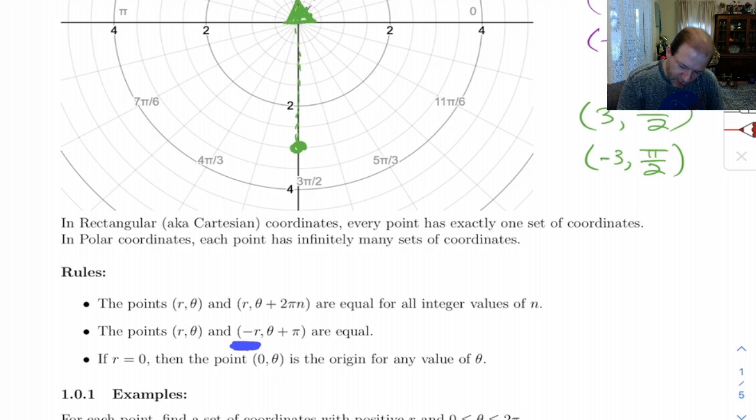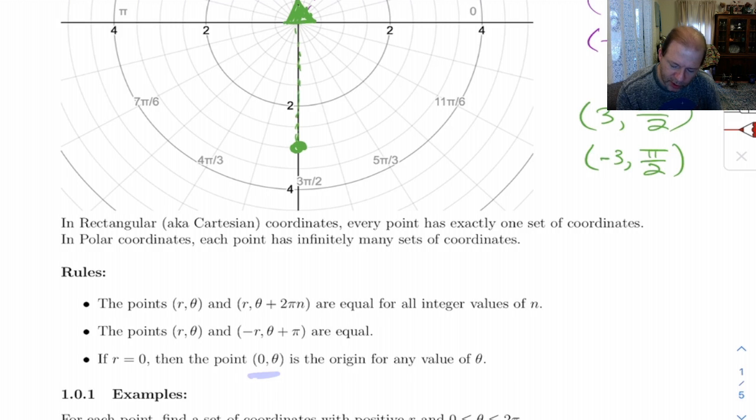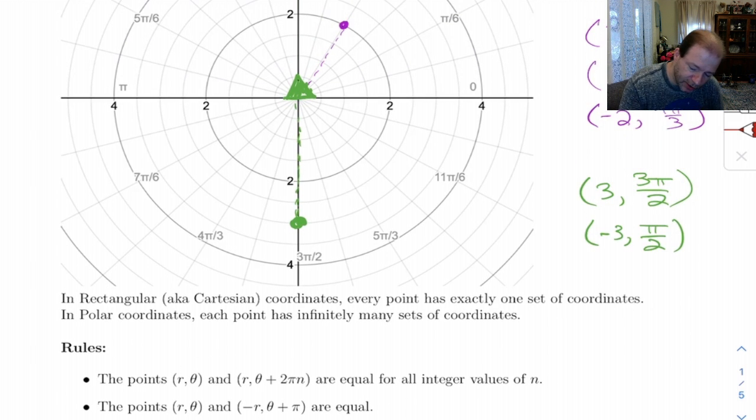If you change the point (r, θ) to (-r, θ + π), those are equal. And that's what I was just talking about with it backing up. The only other thing is if the radius r is 0, then the point (0, θ) is the origin for all values of θ. Because it's like you start here, and then it doesn't matter what direction the spaceship's pointing in. If you start at the origin and you don't move anywhere, you're still at the origin.